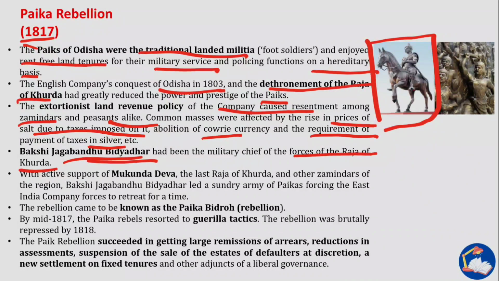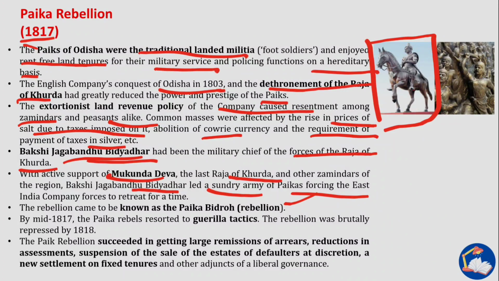With active support of Mukunda Deva, the last Raja of Khurda, and other zamindars of the region, Bakshi Jagabandhu Bidyadhar led a sundry army of Paikas against the East India Company. In the first attack, the East India Company was forced to retreat. They defeated them. And the rebellion came to be known as Paika Bidroh, the Paika Rebellion.